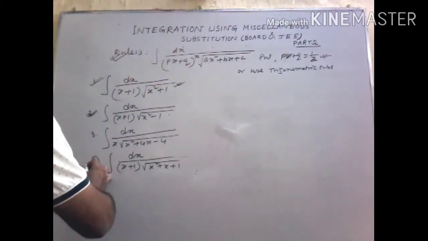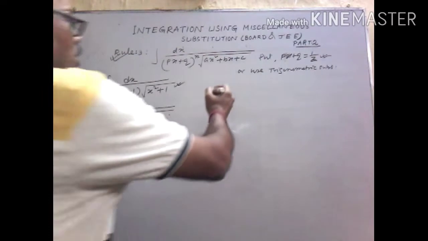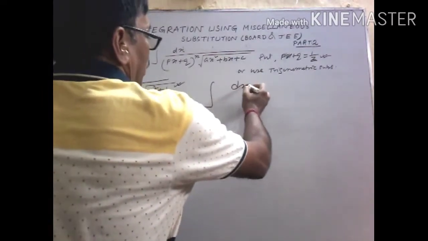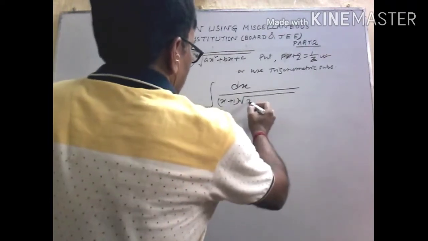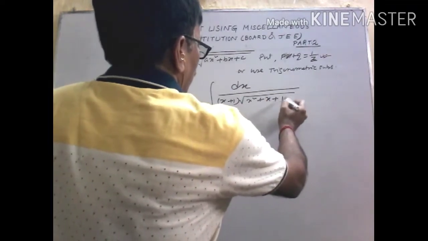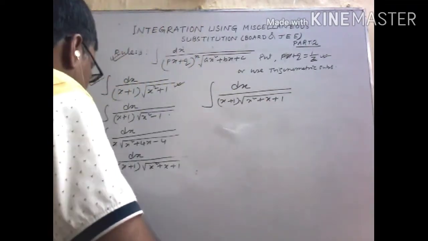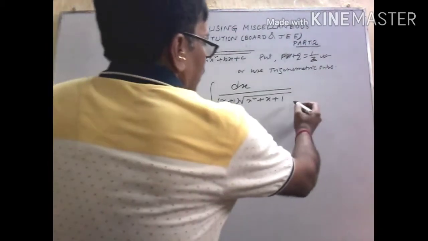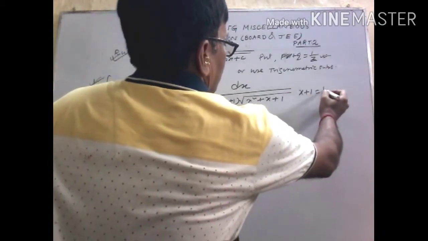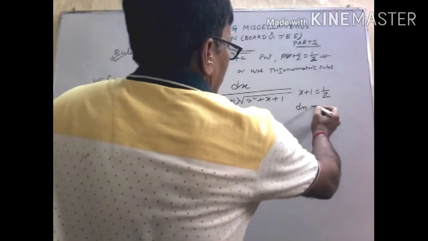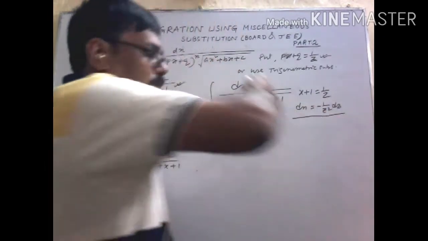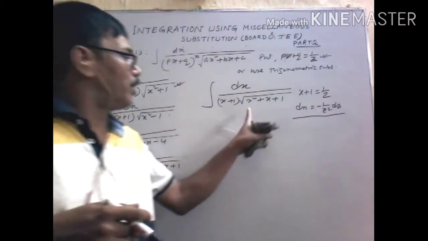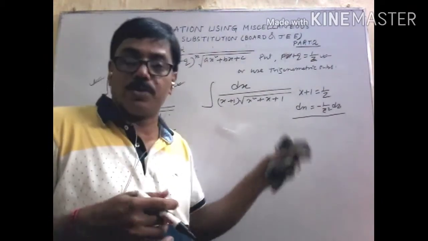So problem number 4. So look, dx by (x plus 1) into root over x square plus x plus 1. In this case, the transformation is x plus 1 equals 1 by z. So dx equals minus 1 by z square dz. We can also use a trigonometric transformation. Then you have to express this one as a sum of two squares.